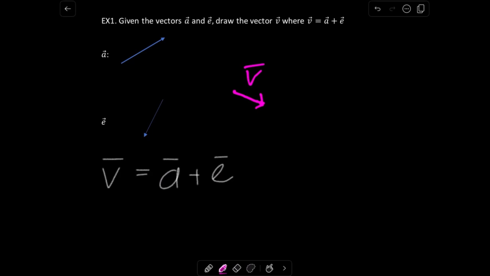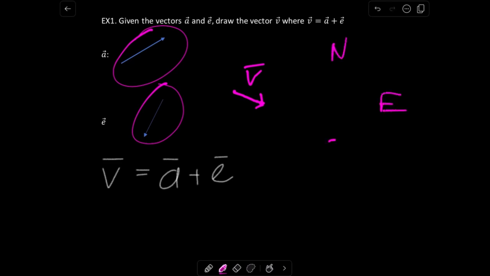It has a smaller magnitude than both of these vectors. Make sure it has a smaller magnitude in the diagram that you drew, and it's pointing towards the southeast. If we think about this as, let's say, northeast, southwest, it's pointing in that direction.